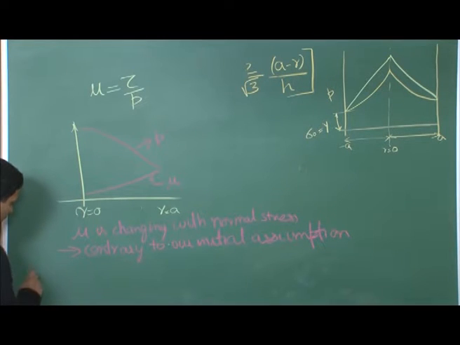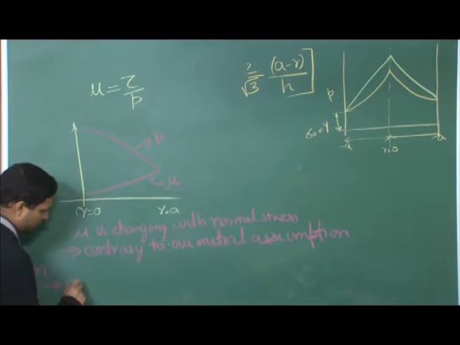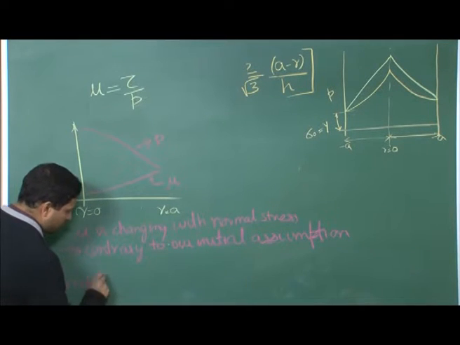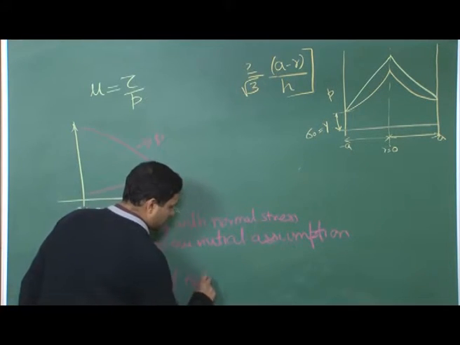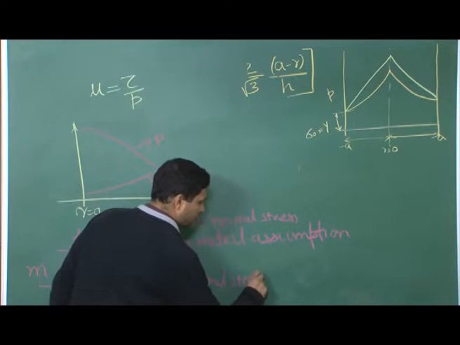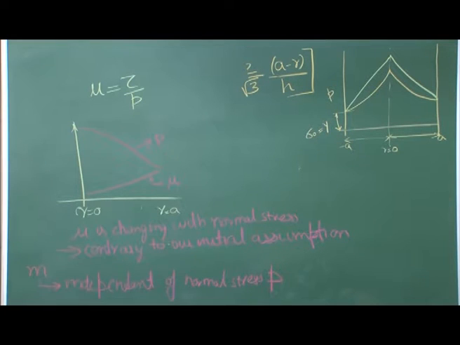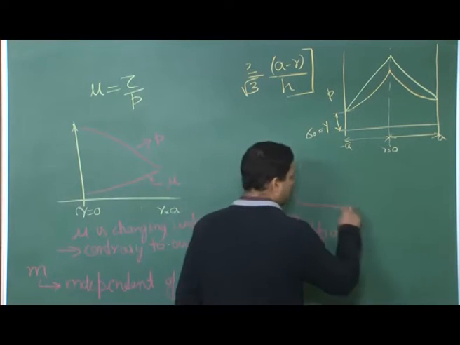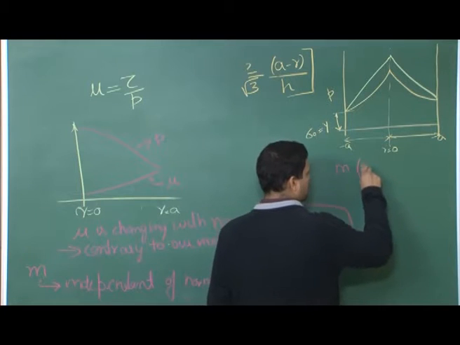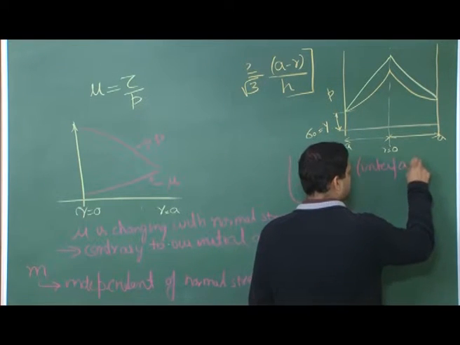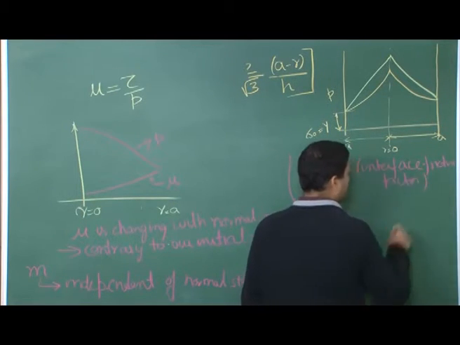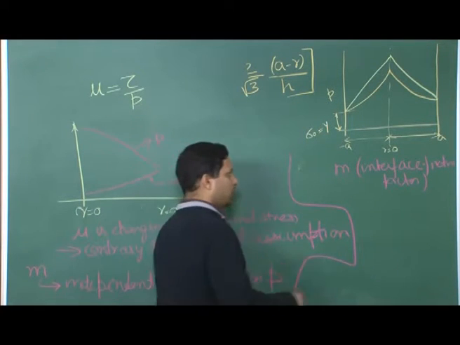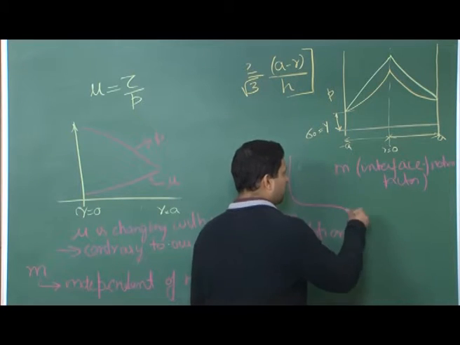On the other hand, if you look at M, this does not depend on the normal stress P. Therefore, it is because of these reasons that M, the interface friction factor, is preferred for many kinds of metal working processes.